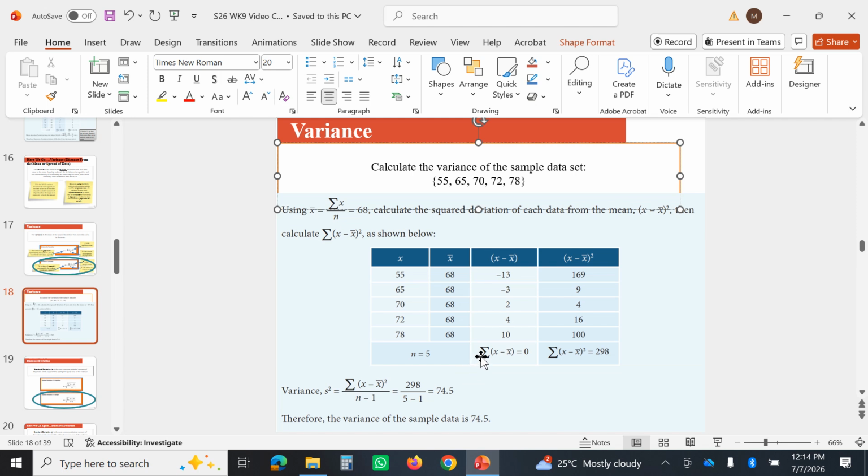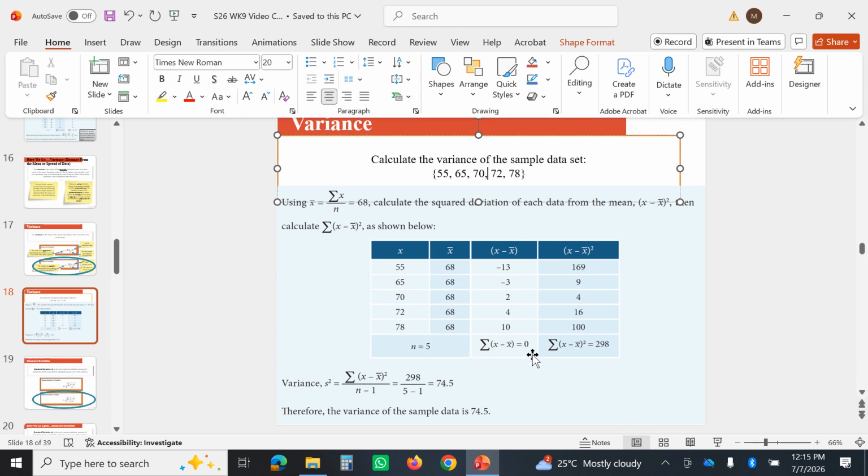Therefore, the variance of the sample data is 74.5. What does that mean? At this stage of the game, not much, but it's leading us to where we need to go. So this is what we call our sample variance.